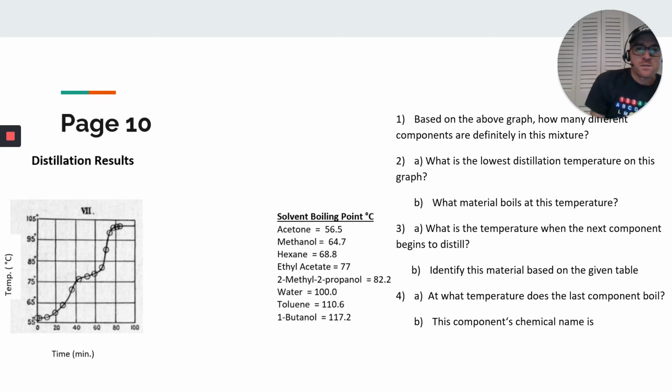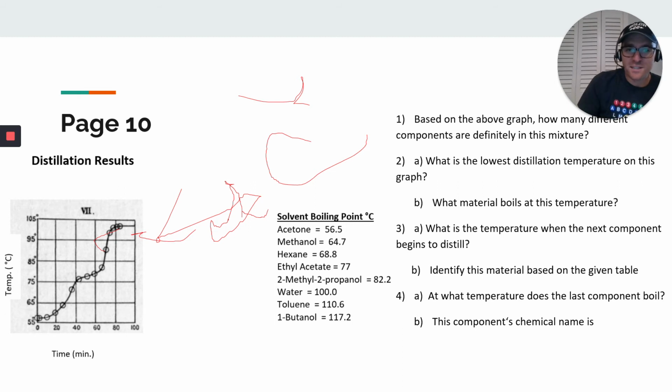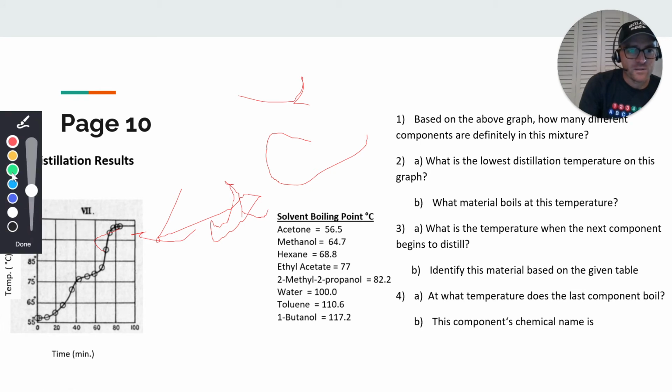Okay, so for number 1, as I look at this table, how many different compounds are there? Well, my pen is being a little not nice today. So let's try something else here. I see maybe 2 plateaus. That's really thick. There we go. So I would say that there are 2 components definitely in the mixture.